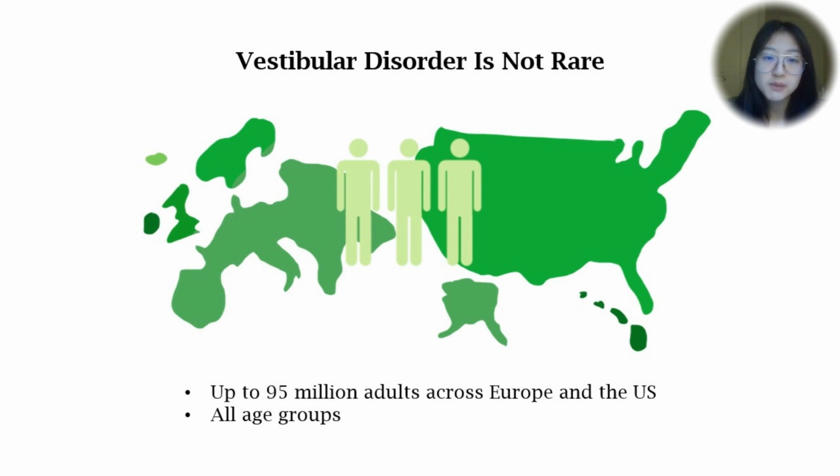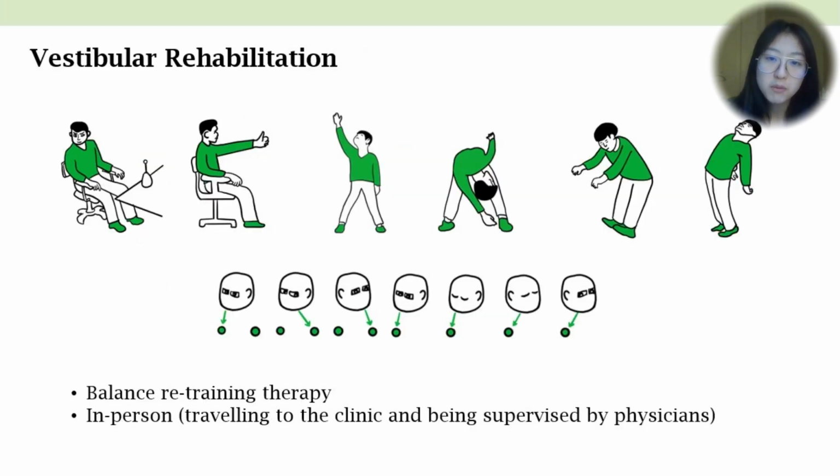So what are some treatments patients can engage in? A commonly adopted one is called vestibular rehabilitation. It is a form of balance retraining therapy that involves engaging in exercises to help the brain adapt to the impaired system, and traditionally it is delivered in person. We want to focus on this rehabilitation process to contribute to the recovery of vestibular disorders.